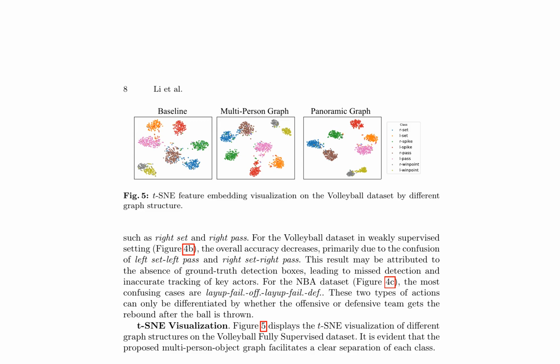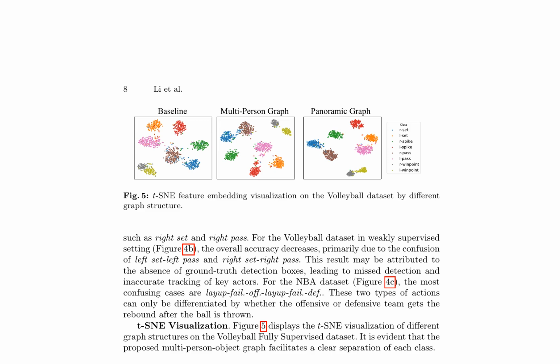This is attributed to the absence of ground truth detection boxes, leading to missed detection and inaccurate tracking of key actors. In the NBA dataset, the most confusing cases are layup fail offense and layup fail defense, which can only be differentiated by whether the offensive or defensive team gets the rebound after the ball is thrown.